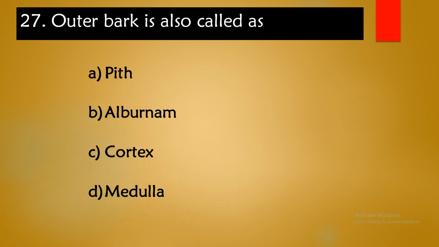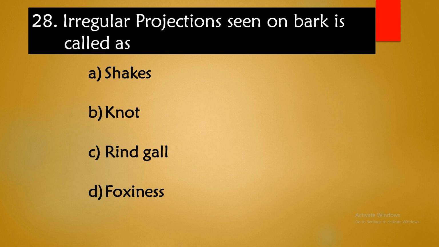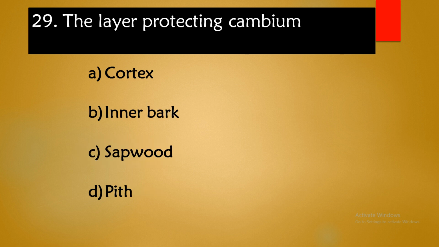The outer bark is also called as: pith, alburnum, cortex, medulla. The outer bark is also called as cortex. The irregular projections seen on bark is called as: shake, knot, rindgall, foxiness. The irregular projections seen on bark is called as rindgall. The layer protecting cambium layer is called as: cortex, inner bark, sapwood, pith. The answer is inner bark.